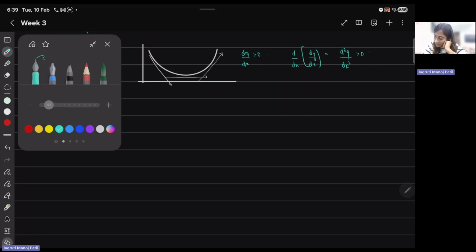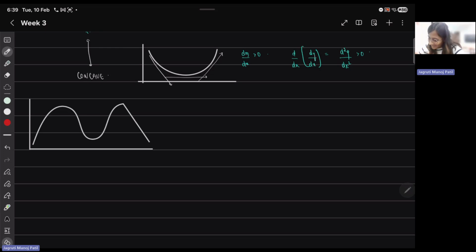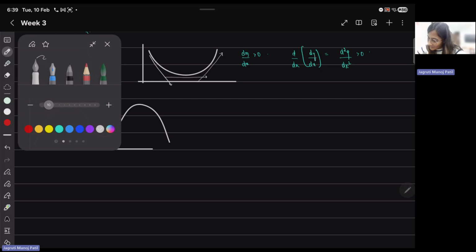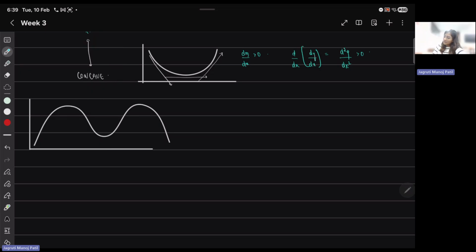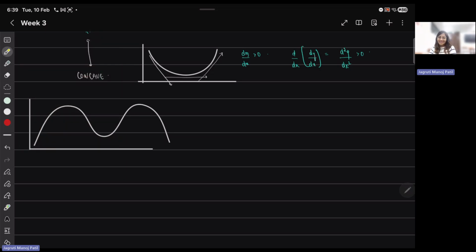So let's say I have a curve, something like this. Let's have some contrast here. Let's take yellow, it's more contrasting. Okay, so if we have something like this, now what do we see over here?